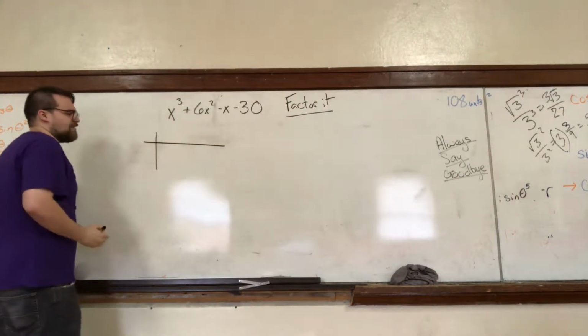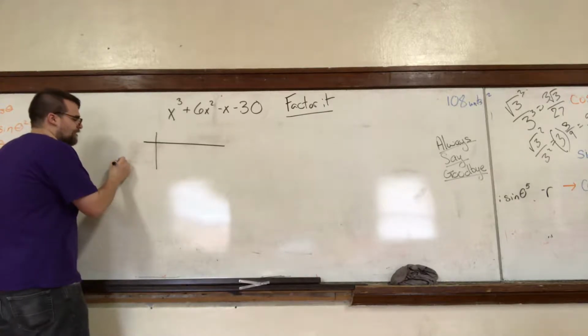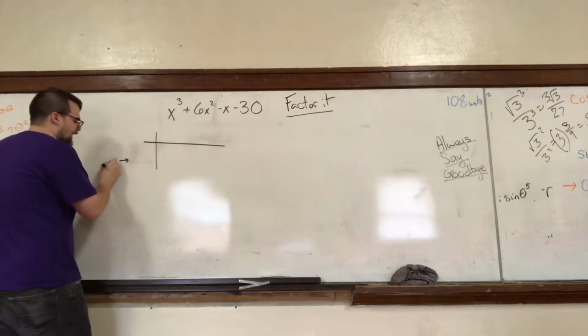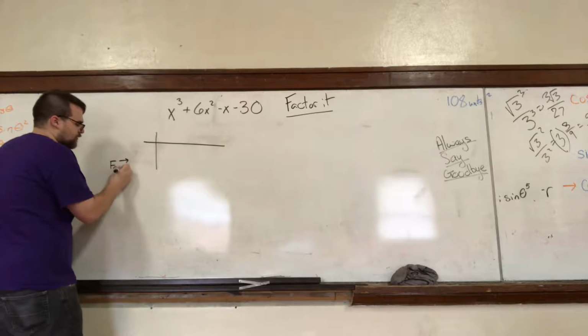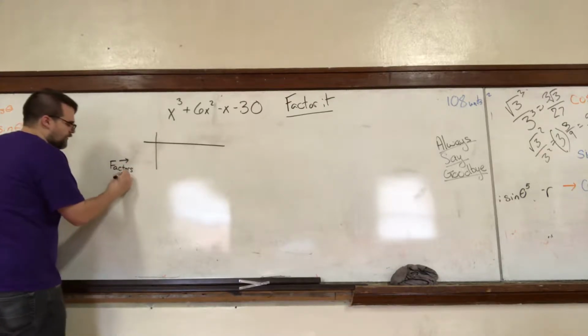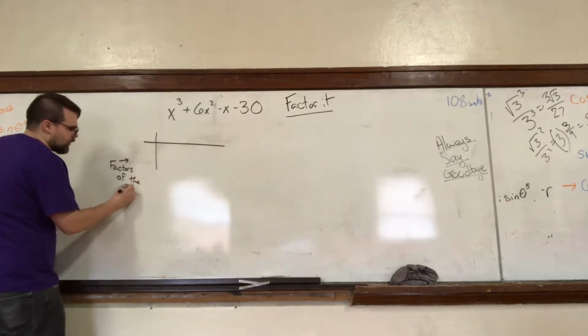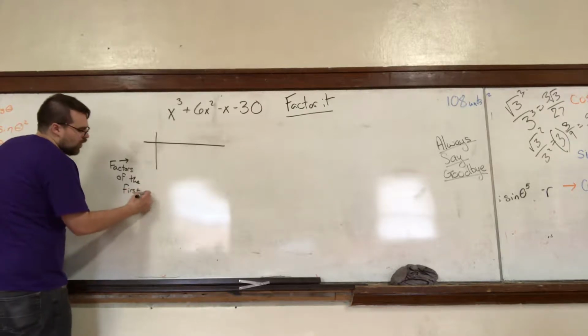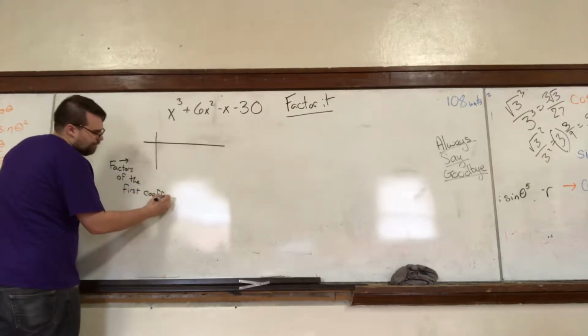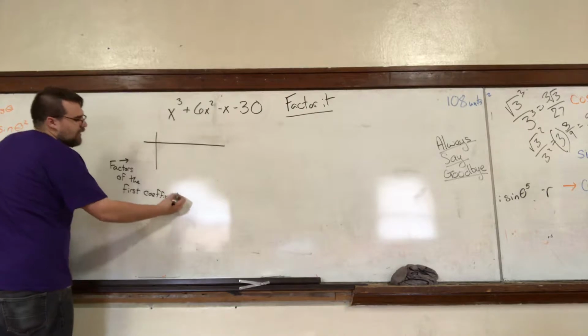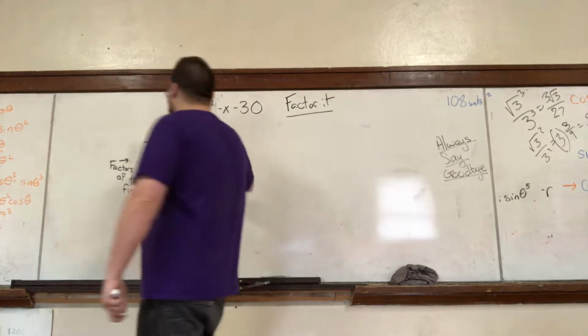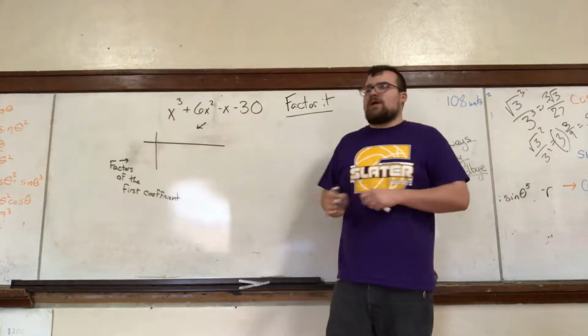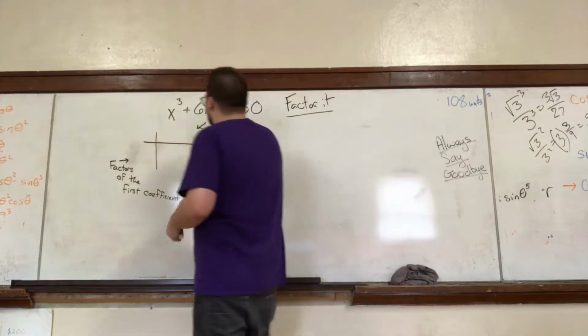We're going to have a chart like this, and on the left side, you are going to have factors of the first coefficient. And up top, in this chart, we are going to write factors of the constant.